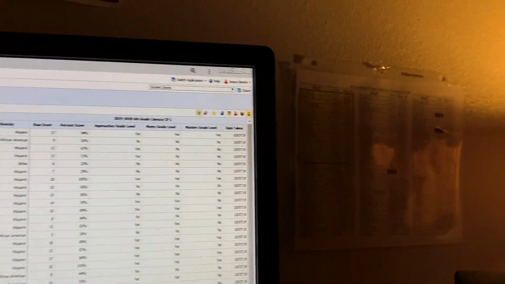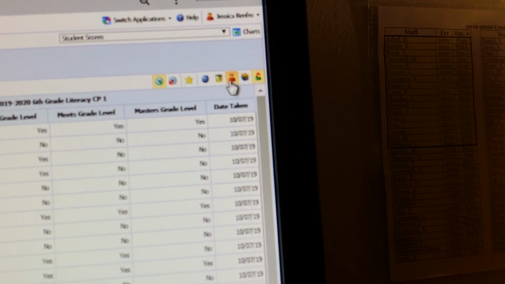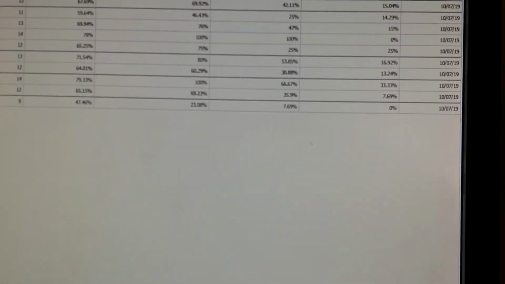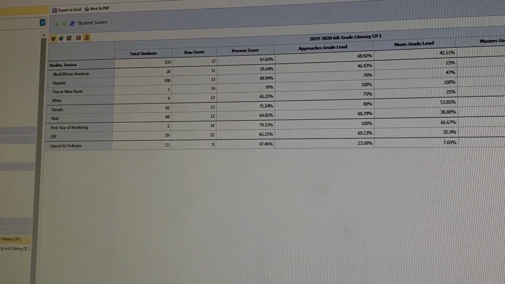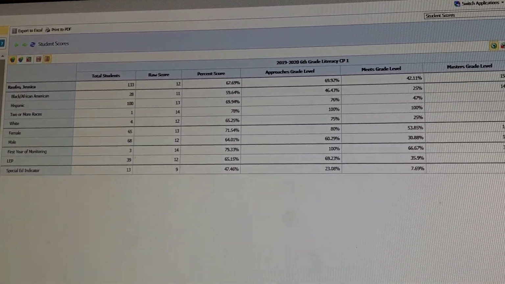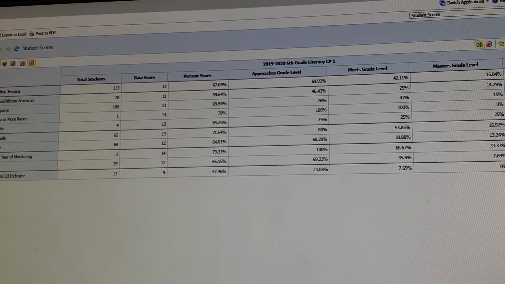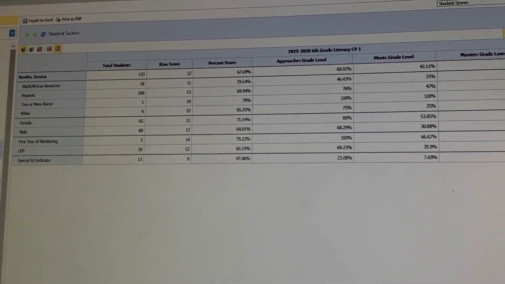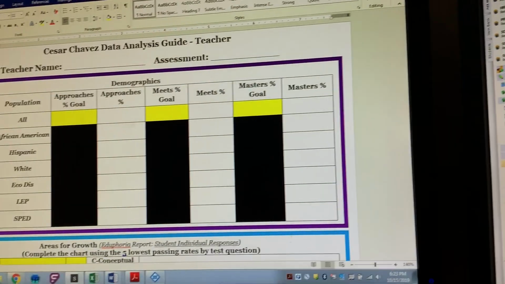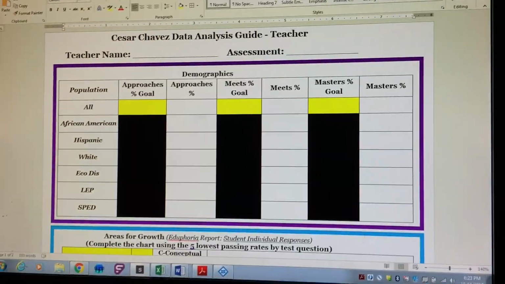Okay? So in order to find that screen, I'm going to come up here to the little red person, and that is teacher summary. So it's going to look like this. And if I lift this up, you can see the teacher's name. So in this case, it would be Miss Renfro. These are not her scores, so this means nothing to anyone because this is a literacy test, not hers. But you will see her name along with approaches, meets, and masters, and each sub-pop. So this is where you're going to find the information you need for the purple area, these 3 columns. Okay? So that's part 1.